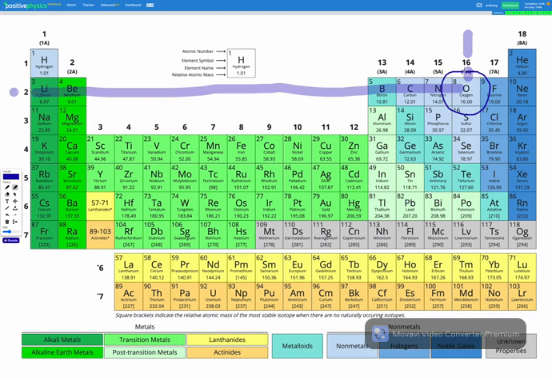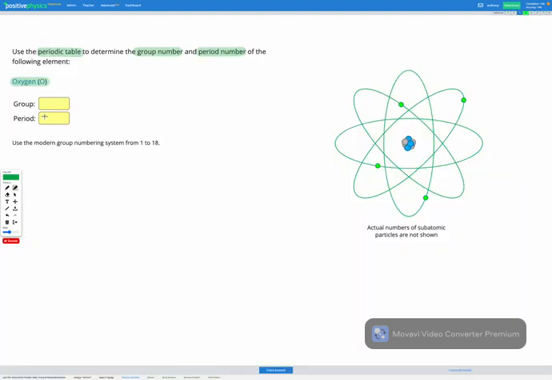Notice again, we're using the modern numbering system. So instead of this being group 6A or group 6, we're calling it group 16 on this website. So let's go and fill that out. We had group 16, period 2.